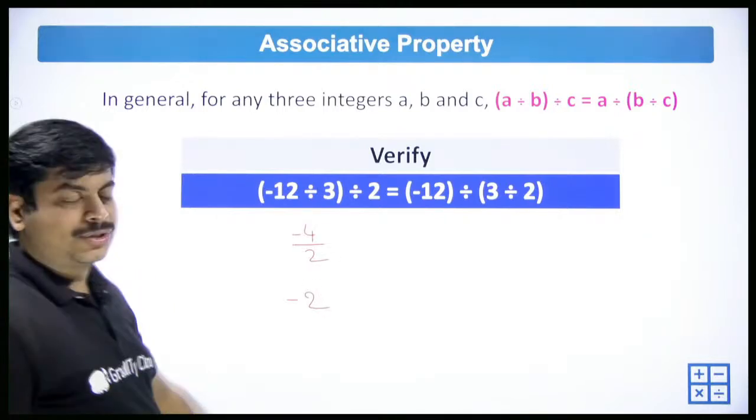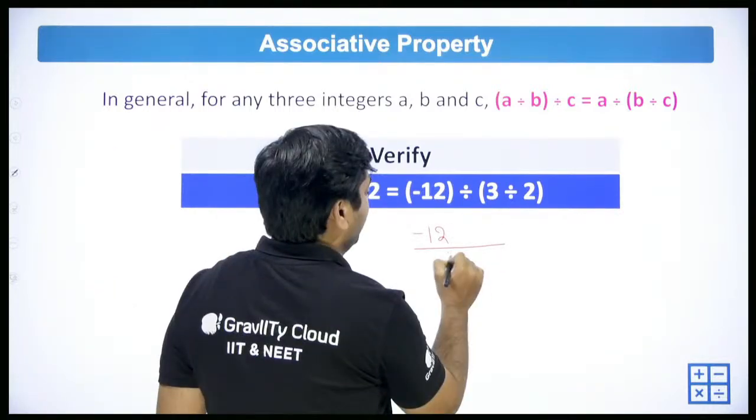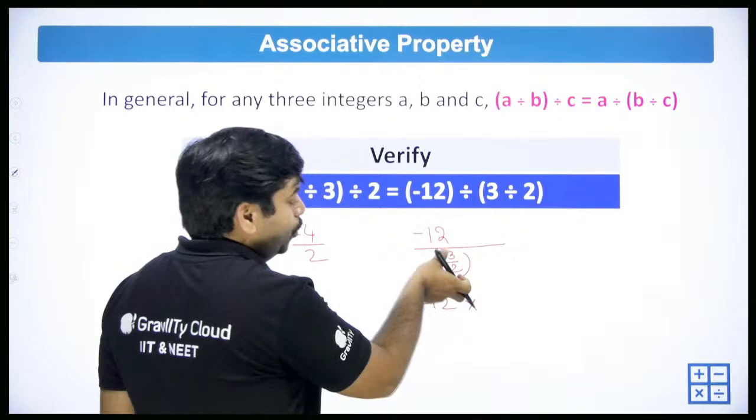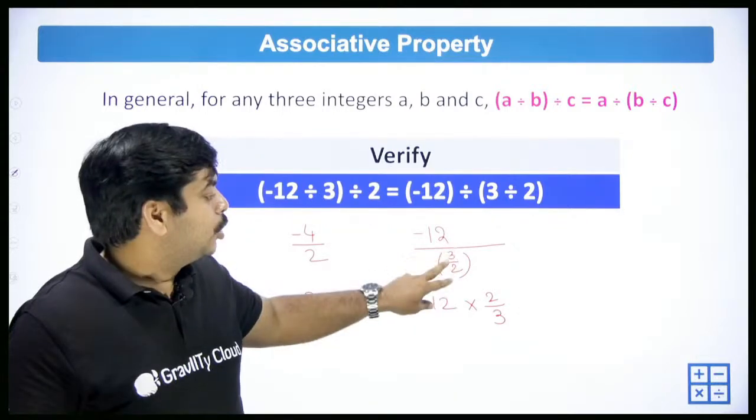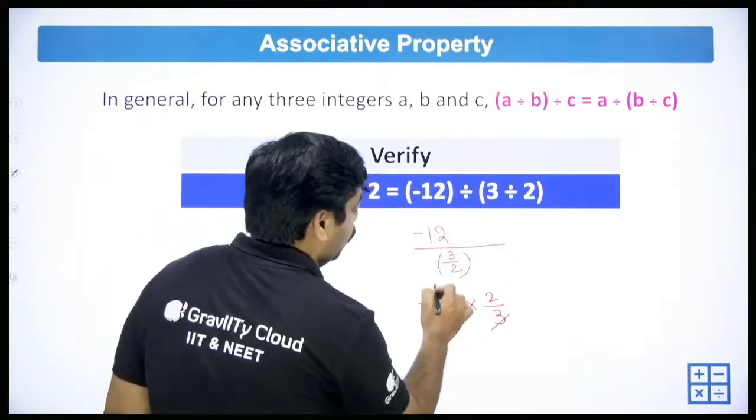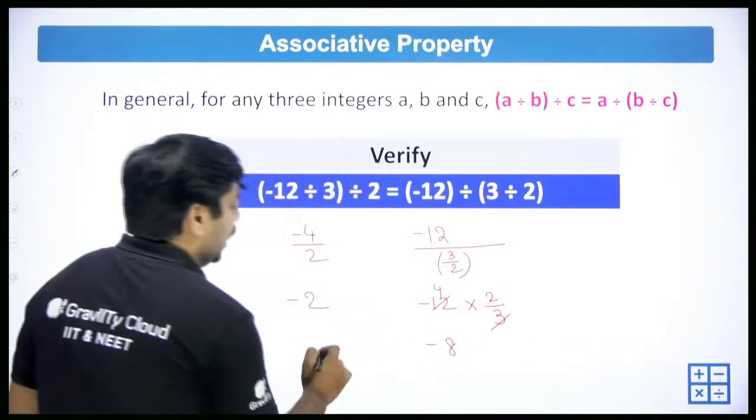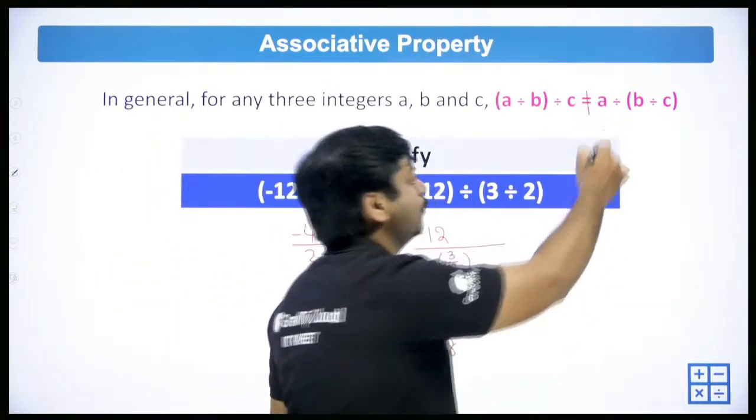Let us take that here. Minus 12 divided by 3 by 2. So what we can conclude? This is equal to minus 12 into 3 by 2, which becomes reciprocal. I told you many times, if we have a fraction in the denominator, we need to reciprocate. 2 will come to the numerator, 3 will go to the denominator. So 3 ones are 3, 3 fours are 12, so this is minus 8. Minus 2 and minus 8, we can see clearly that these two are not equal.